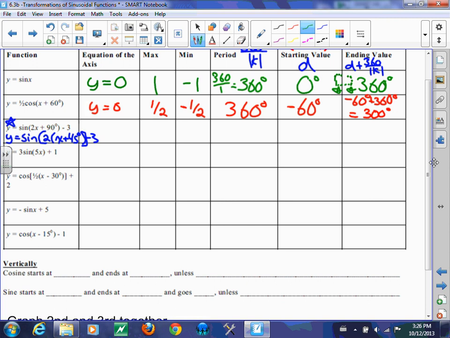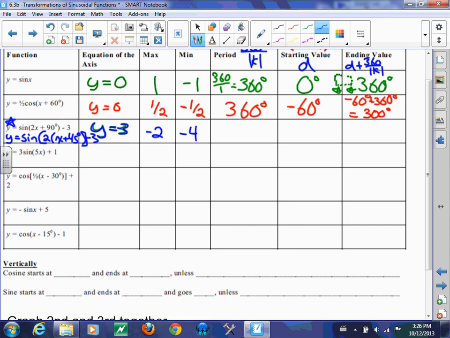Let's take a look here, folks. What do we have? Noticing that C in this case equals negative 3, so y equals negative 3. Our maximum is C, which is negative 3, and then we have to add our amplitude, which is 1. So you take negative 3 and add 1, which is negative 2. And you take negative 3 and subtract 1, which is negative 4.